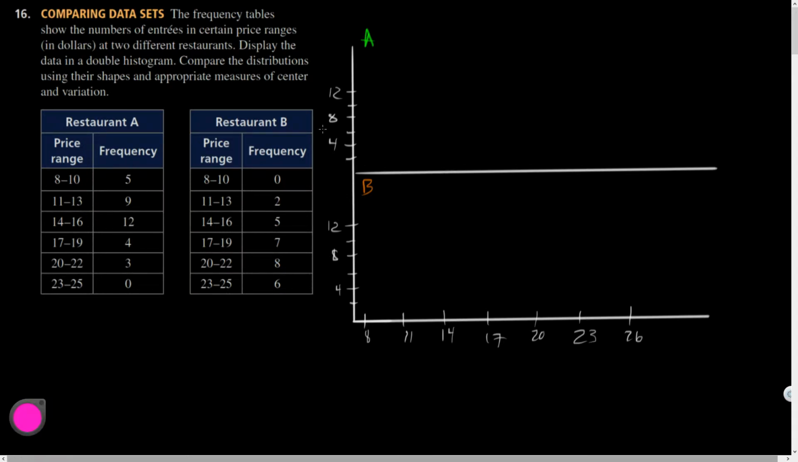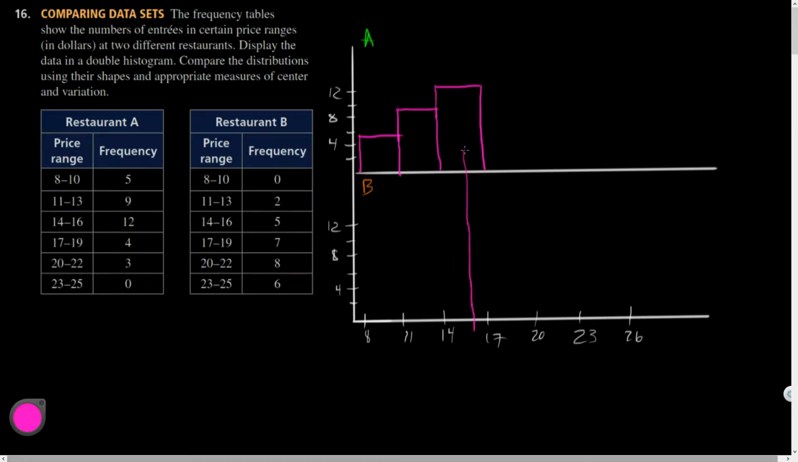Okay, so for restaurant A, that's my top one here. The frequency is 5 for this first batch. I'm trying to line this up with that down there. You see that and that, right? You guys got it. Then I've got 9. Then I've got 12.